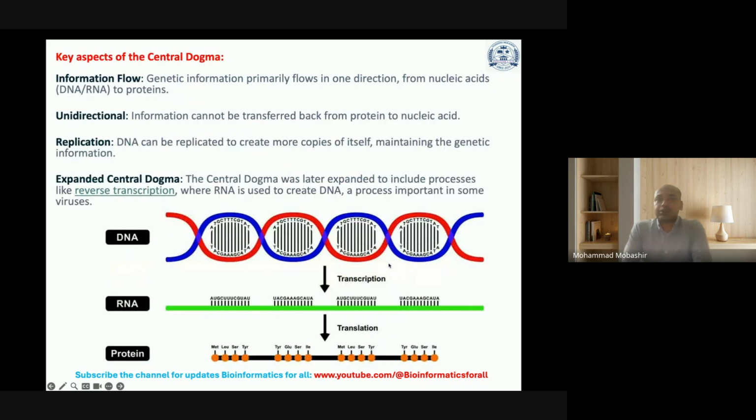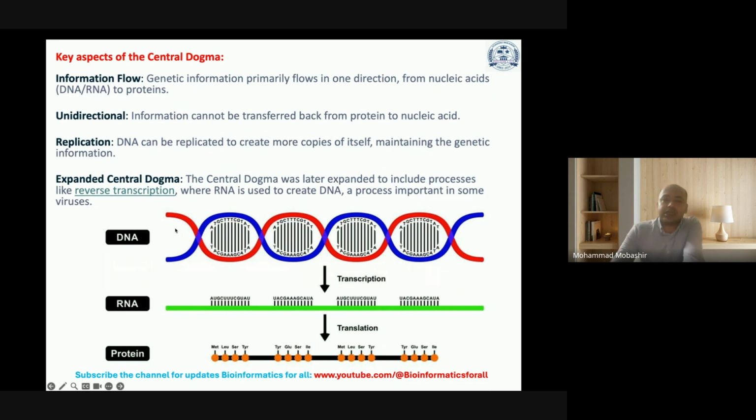Now, key aspects of the central dogma. Information flow: genetic information primarily flows in one direction, from nucleic acid to protein. Unidirectional: information cannot be transferred back from protein to nucleic acids. And replication: DNA can be replicated to create more copies of itself, maintaining the genetic information. Expanded central dogma: the central dogma was later expanded to include processes like reverse transcription, where RNA is used to create DNA, a process important in some viruses.